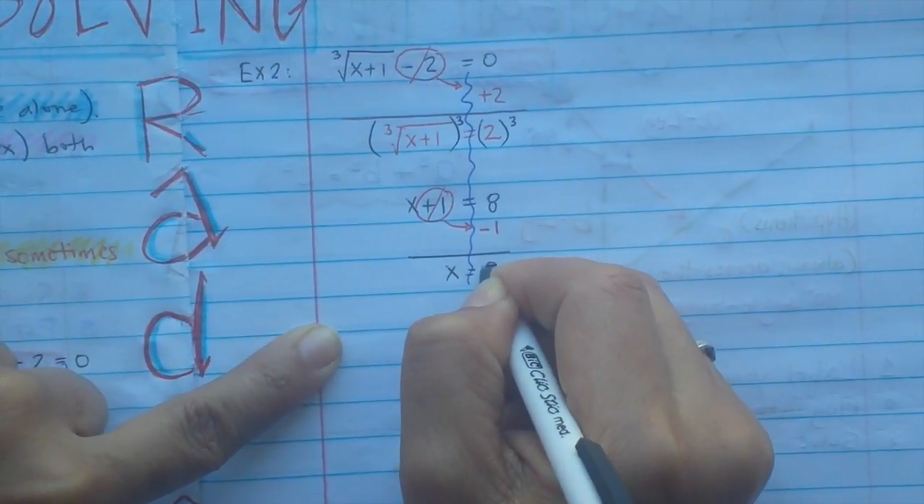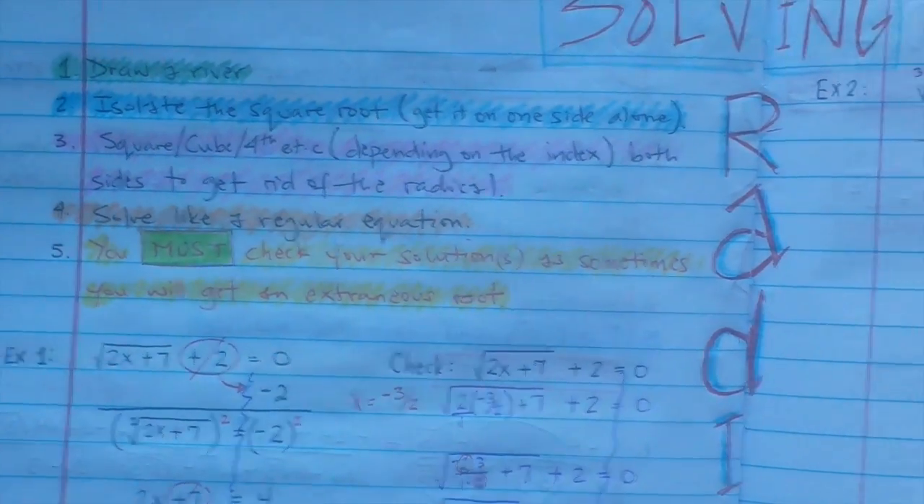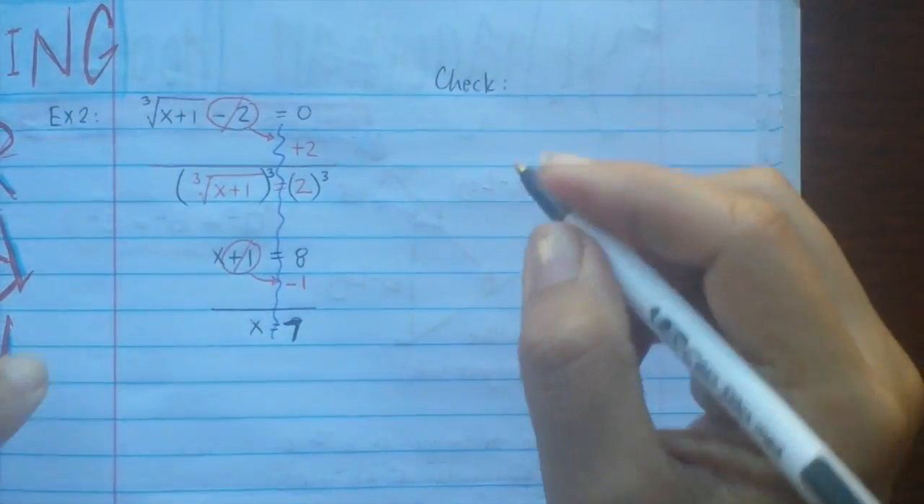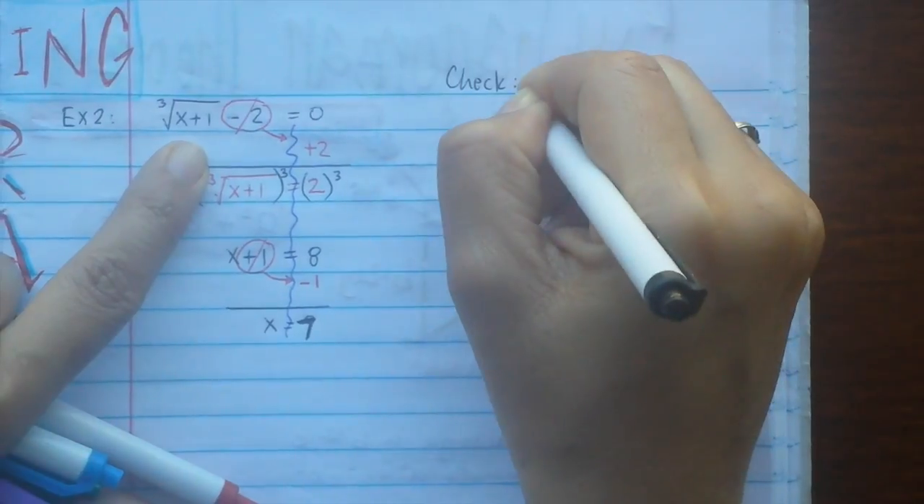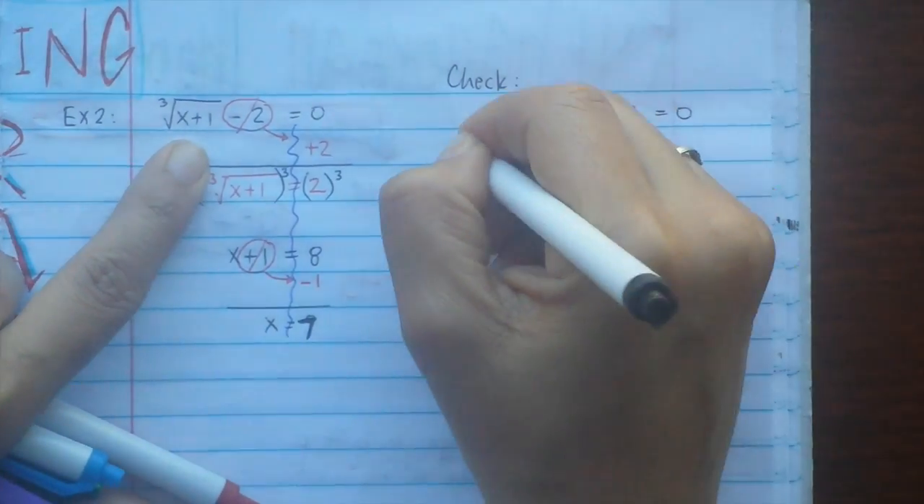Again, you have to check the solution, because just like the other example, x equals 7 might not be the answer. Alright, so we're just going to plug wherever we see x, we're going to just plug in 7. This is a listening check. Go ahead and put a box around the word check.